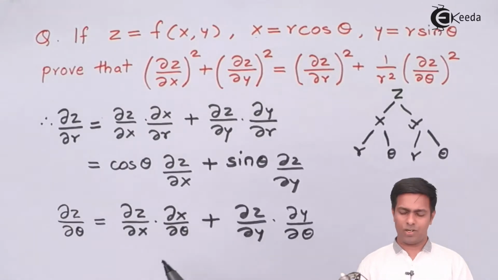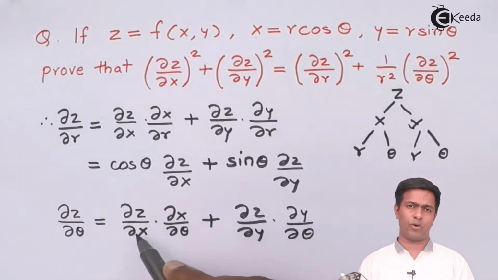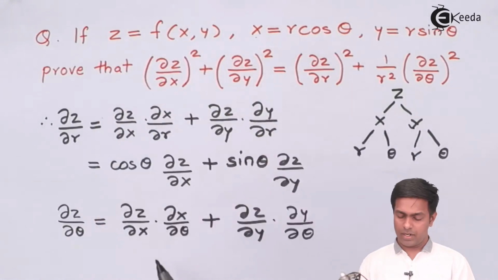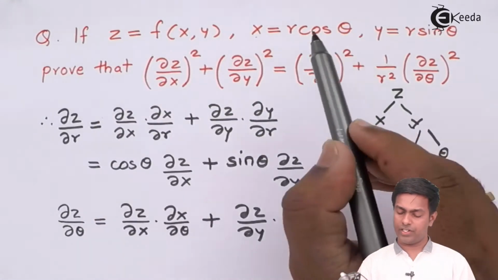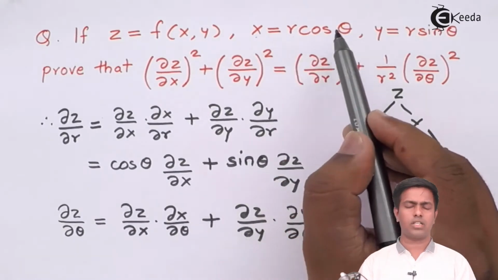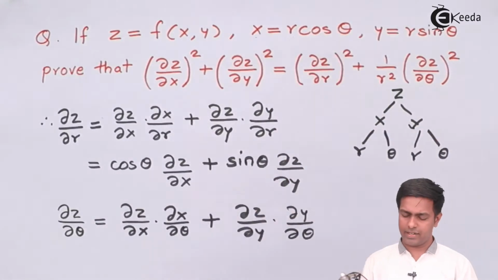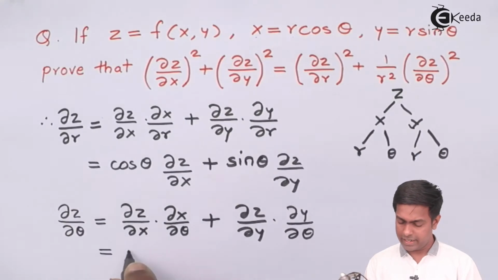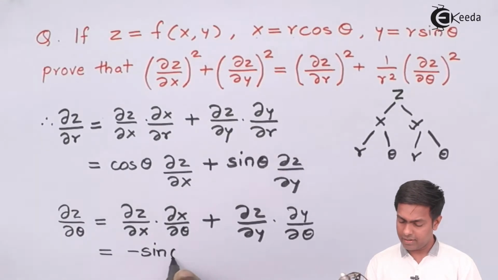Now let's find the values. Del z by del x, not possible because z is not defined. Del x by del theta, let's differentiate x with respect to theta partially. So r is a constant, the derivative of cos theta is negative sine theta. So here we will get negative sine theta, and this del z by del x as it is.